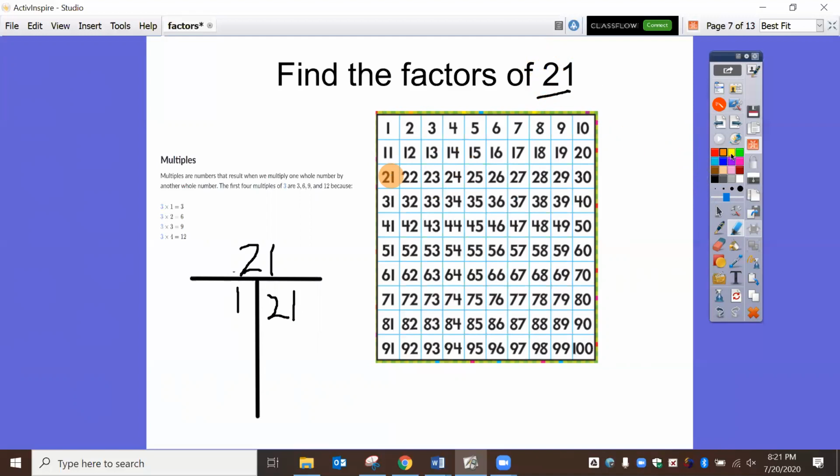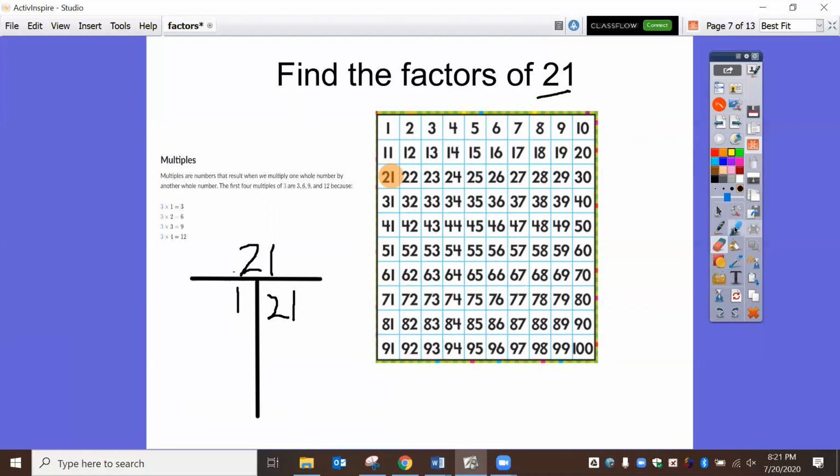And I'm going to start by trying to find the multiples of 2 to see if it might be a factor of 21. So I'm going to skip count by 2, 2, 4, 6, 8, 10. You can count with me, 12, 14, 16, 18, 20, 22. Now what I noticed at this point is I did not put a marker on 21. So that should tell me that 2 is not a factor of 21.